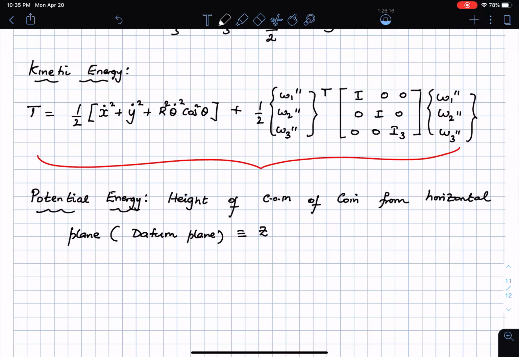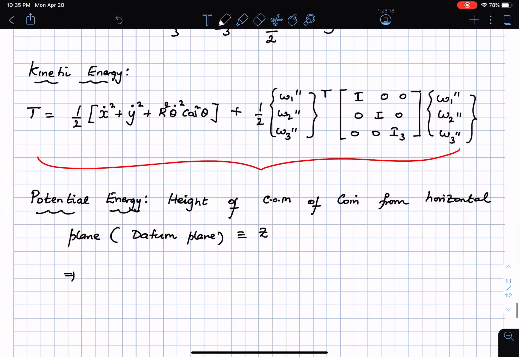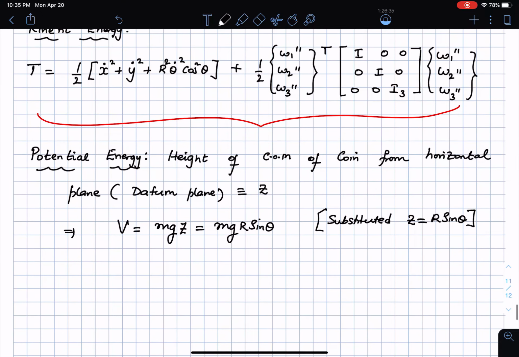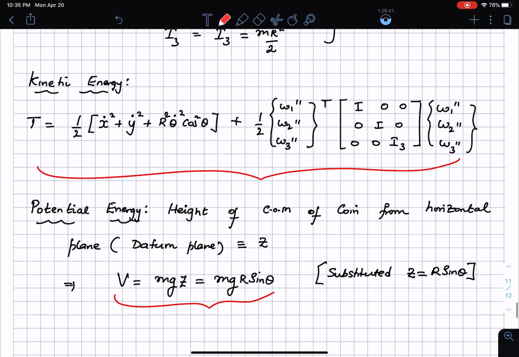is z. Okay, which means that potential energy is going to be mgz, which is going to be mg times r times sine theta, where we have substituted z is equal to r sine theta. Okay, and this is going to be the potential energy, and I'm going to substitute for omega 1 double prime and so on and so forth.